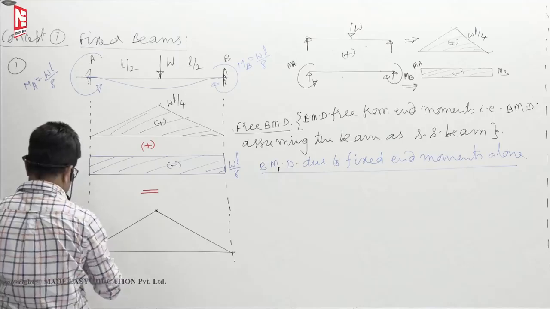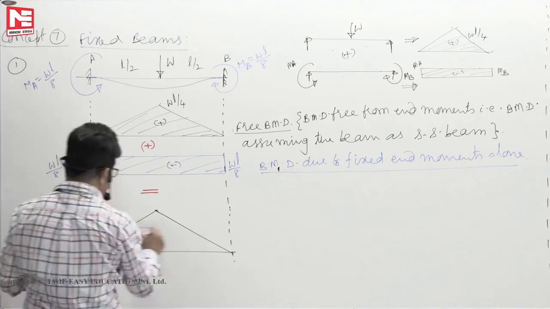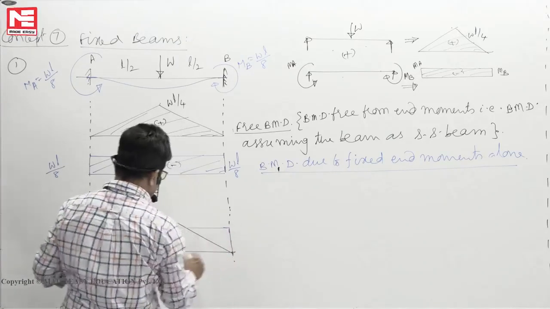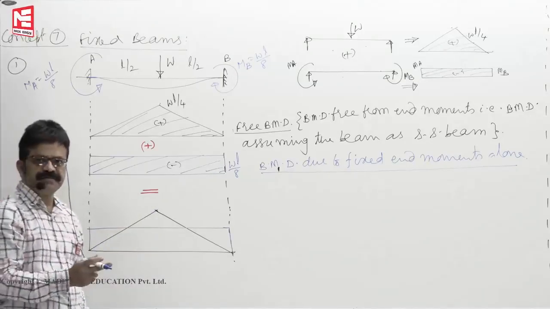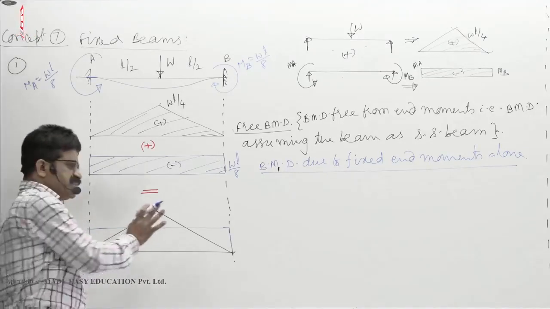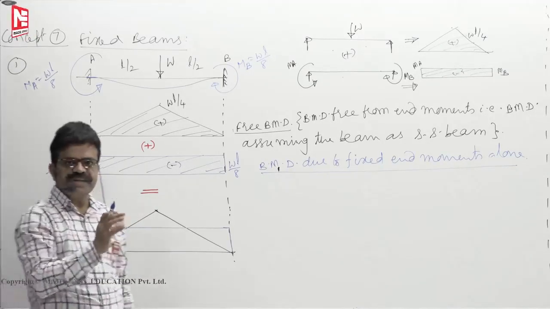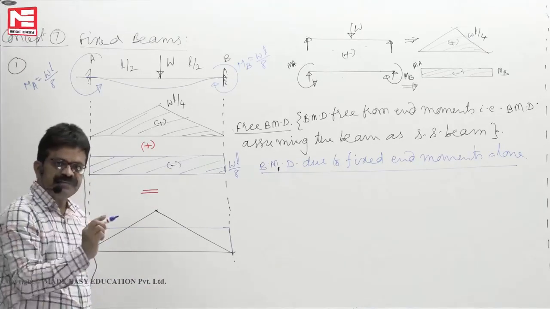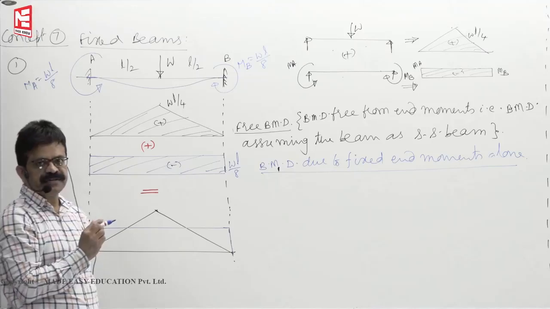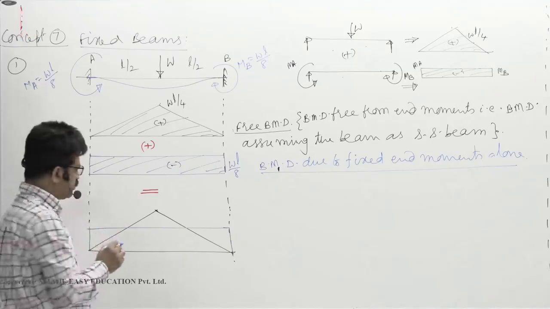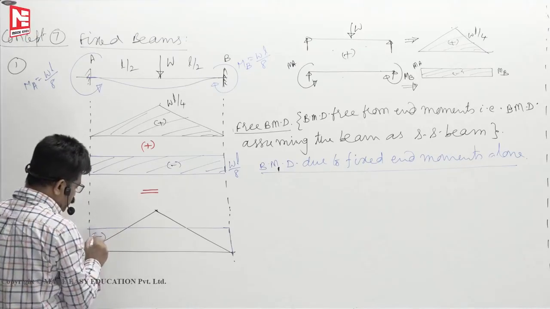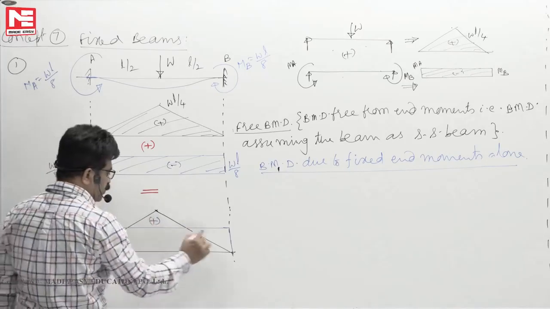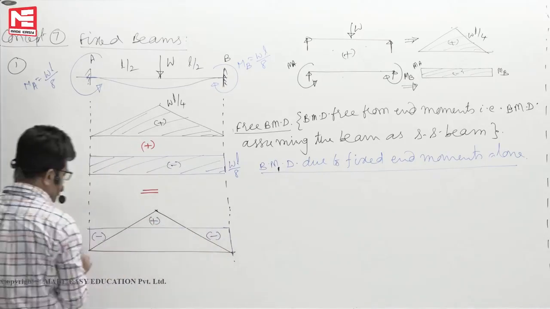Positive, negative. Both diagrams you write on the same side. If you write positive area of BMD and negative area of BMD on the same side, and they overlap, cancel them. The area that didn't get overlapped is your net bending moment diagram. Here positive area didn't get overlapped, negative area didn't get overlapped.